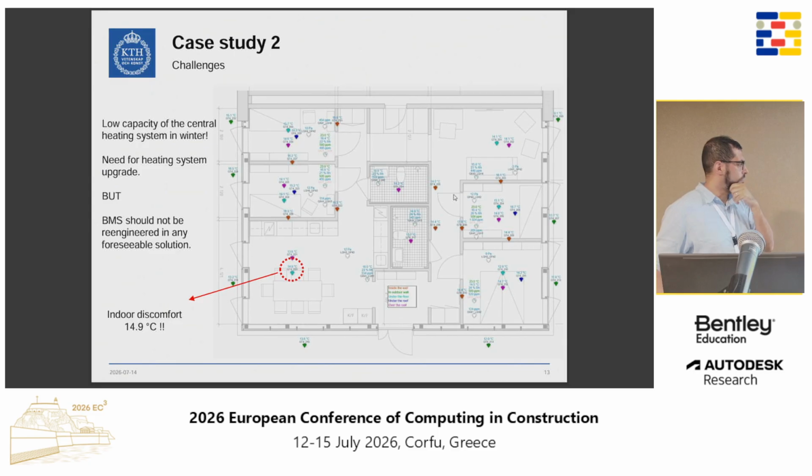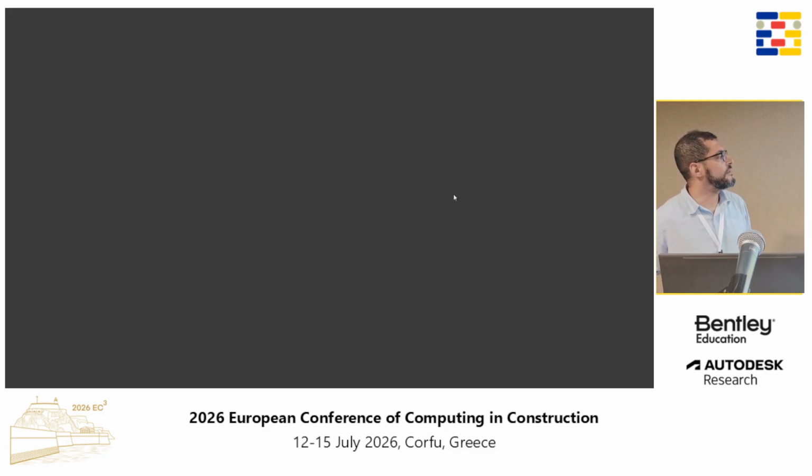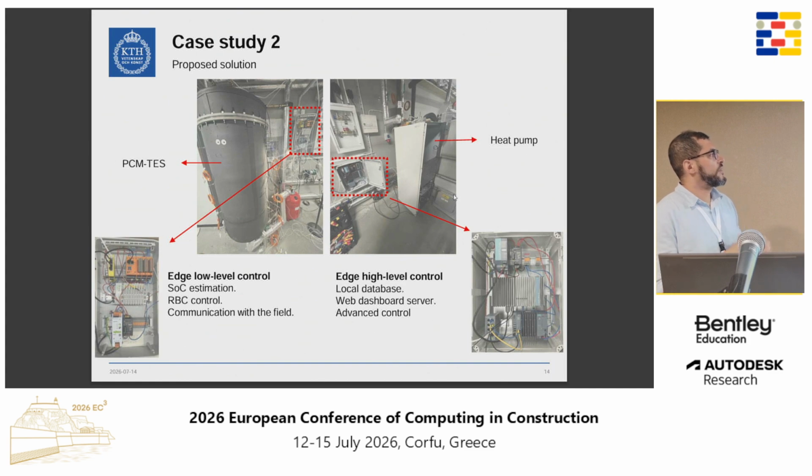I remember well last February. You see that inside the student apartment we have 14.9. So the installed heating system is not capable of providing the necessary energy for heating. That's why within the same project we came up with another PCM tank, different from the design point of view, and the heat is provided by a heat pump.